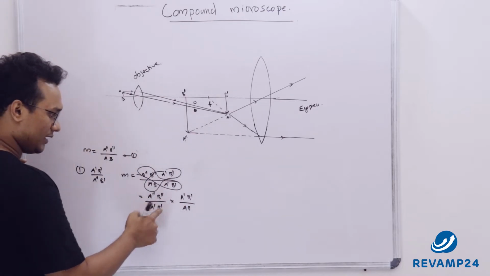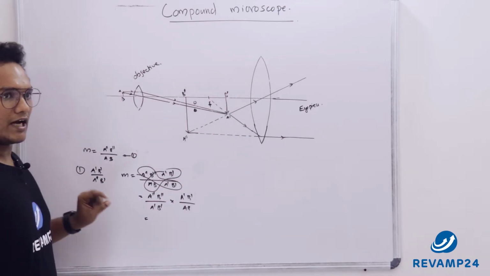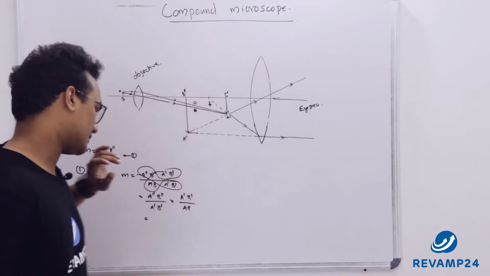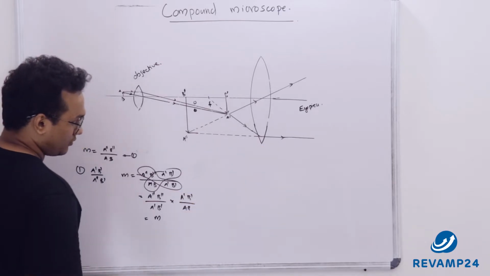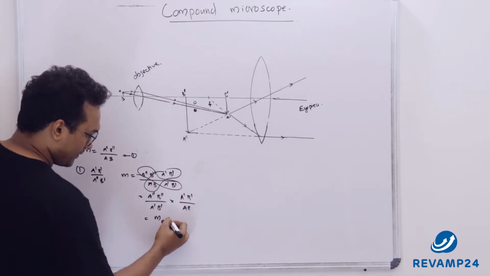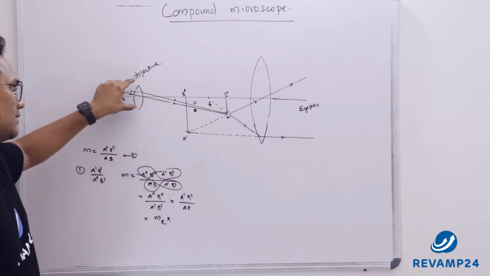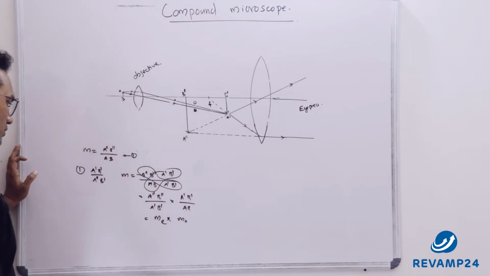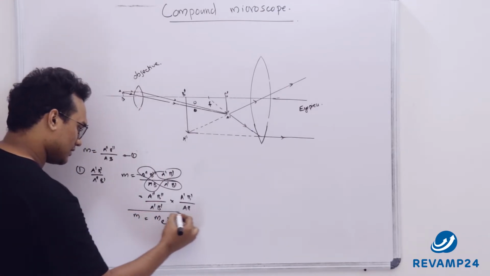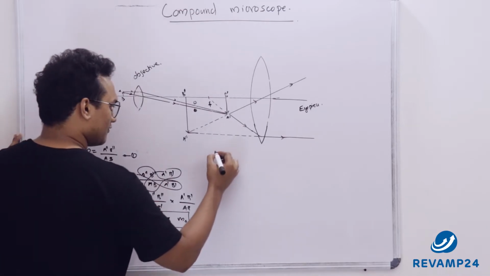Now what is A double dash B double dash divided by A dash B dash? This divided by this. That magnification is done by this lens, that is the magnification of the eyepiece, it is ME. Now A dash B dash divided by AB, that magnification is done by the objective. So that is the magnification of the objective. So this is the actual magnification, and this is very, very important. Now next thing is magnification.